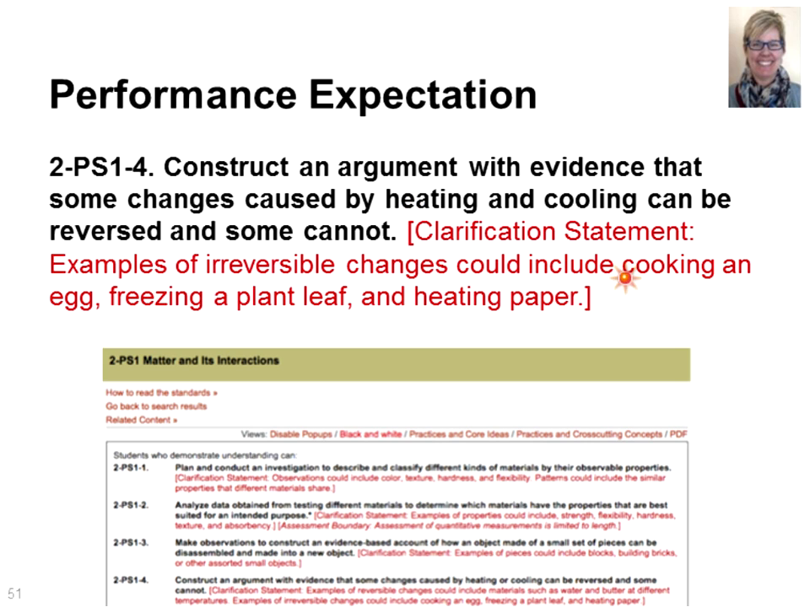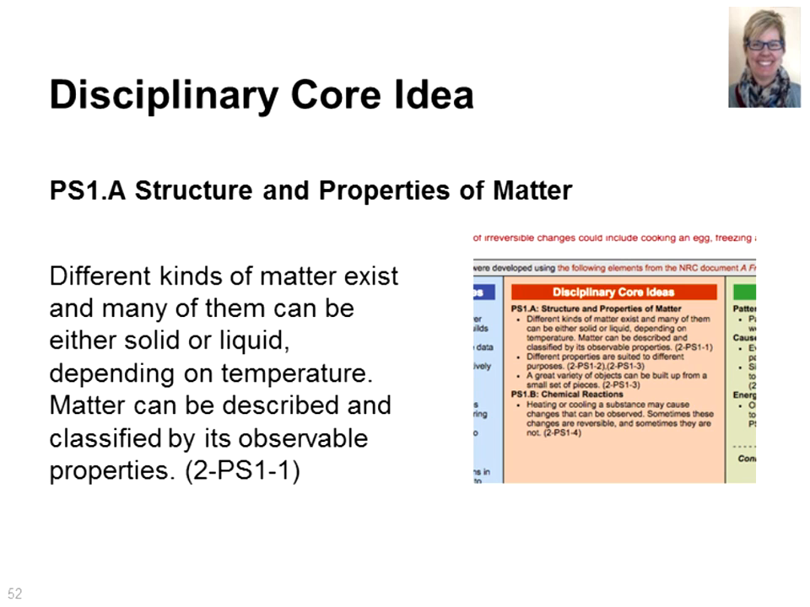It's also very important to remember to look at the clarification statement, because it'll give you a great amount of information about what kinds of examples might be used and what things are appropriate to think about when you're looking for ideas for instruction or for the assessment pieces. So for example, here the irreversible changes would be like cooking an egg or freezing a plant leaf. Right here on this one page, there's a ton of information about what students will need to be able to do at the end of instruction.